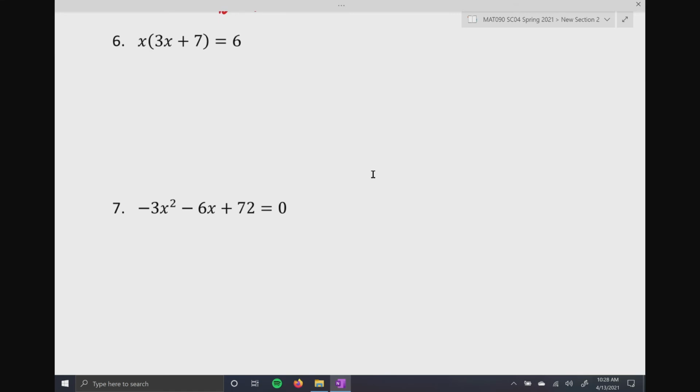Number 6, step 1, got to set it equal to 0. That's the first thing. Second thing, I see it looks like it's factored, okay? But I need the x squared term. So what I'm going to do first, subtract 6x from both sides.